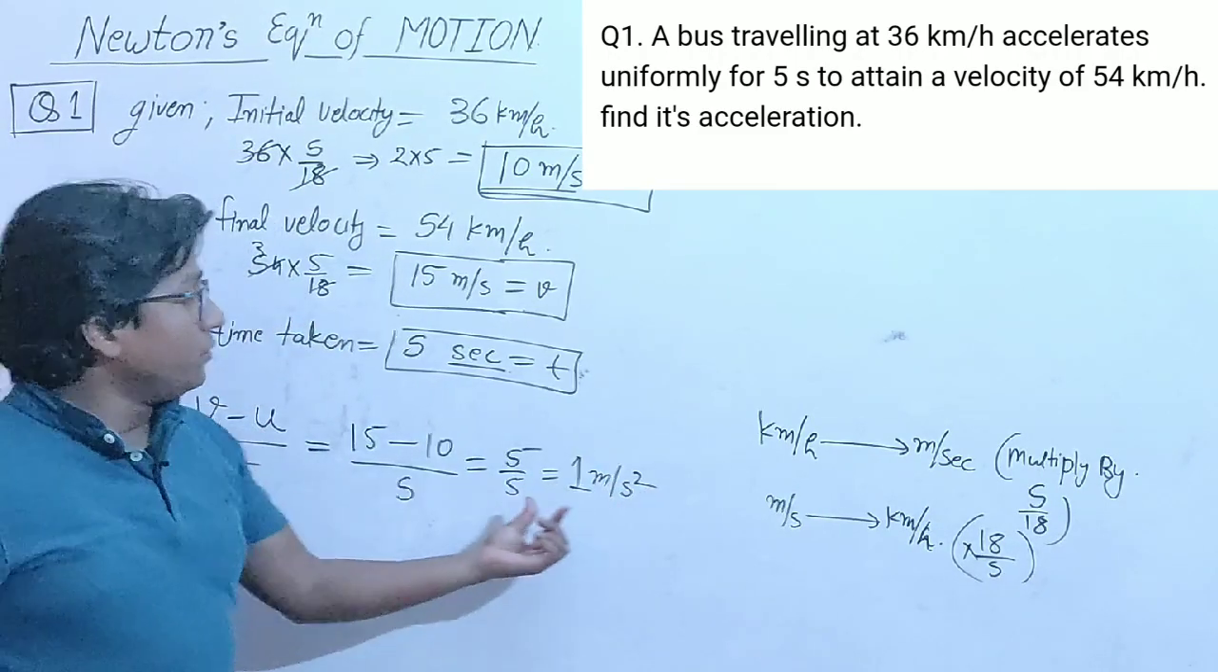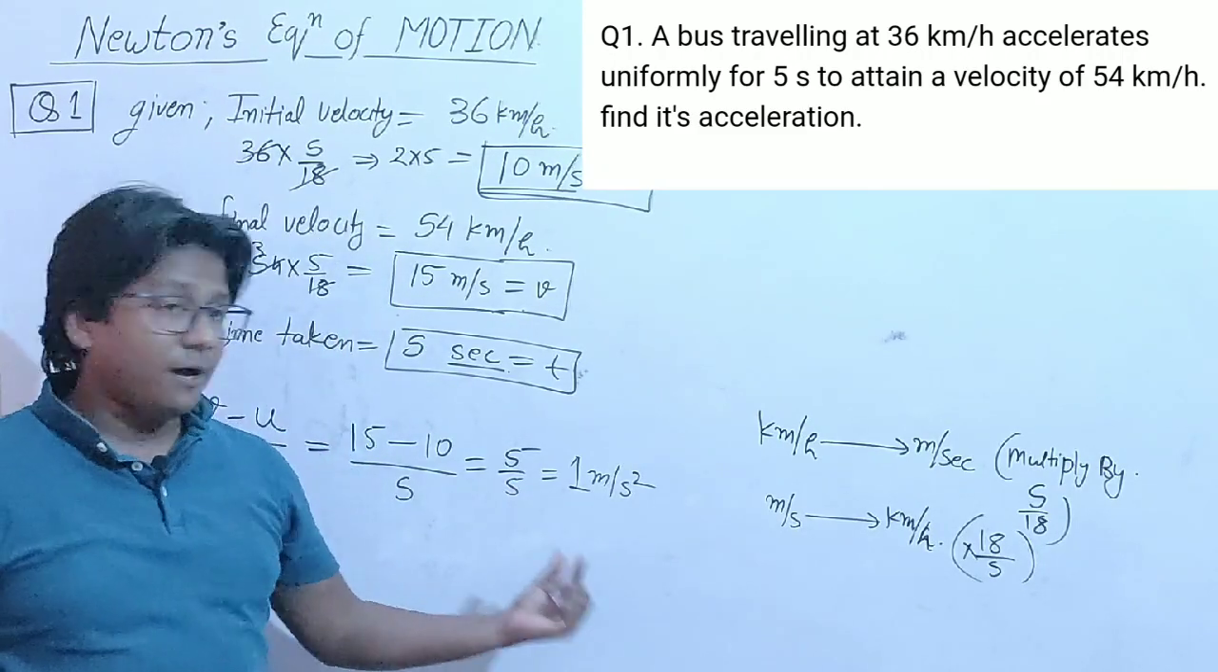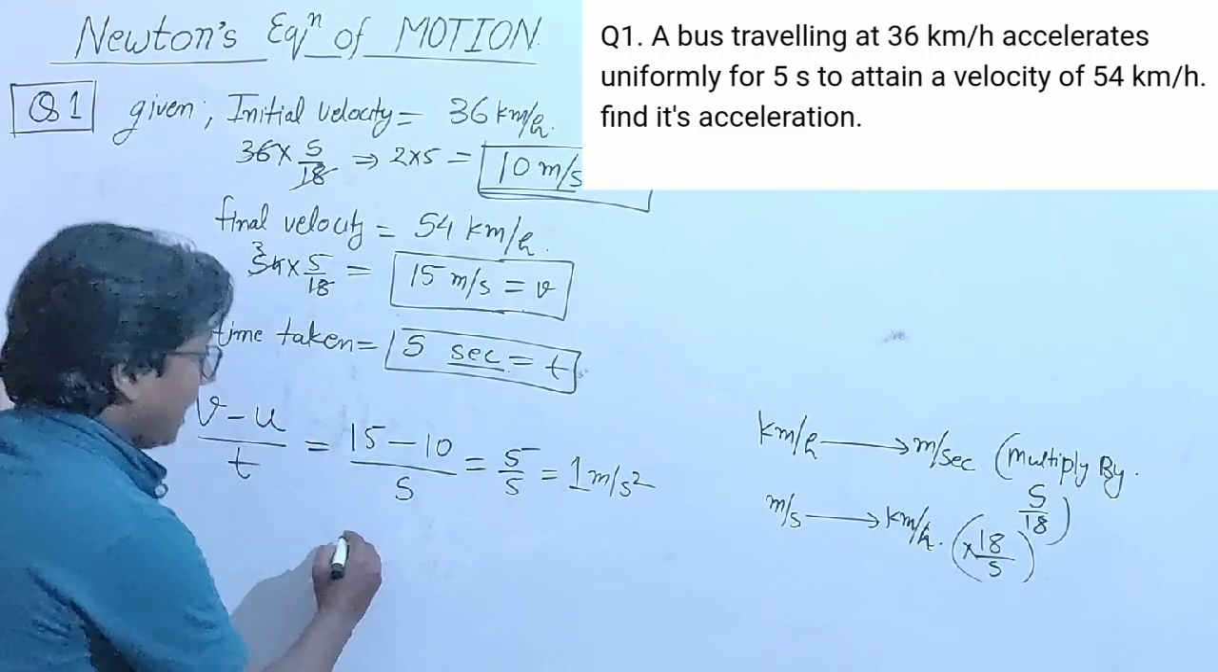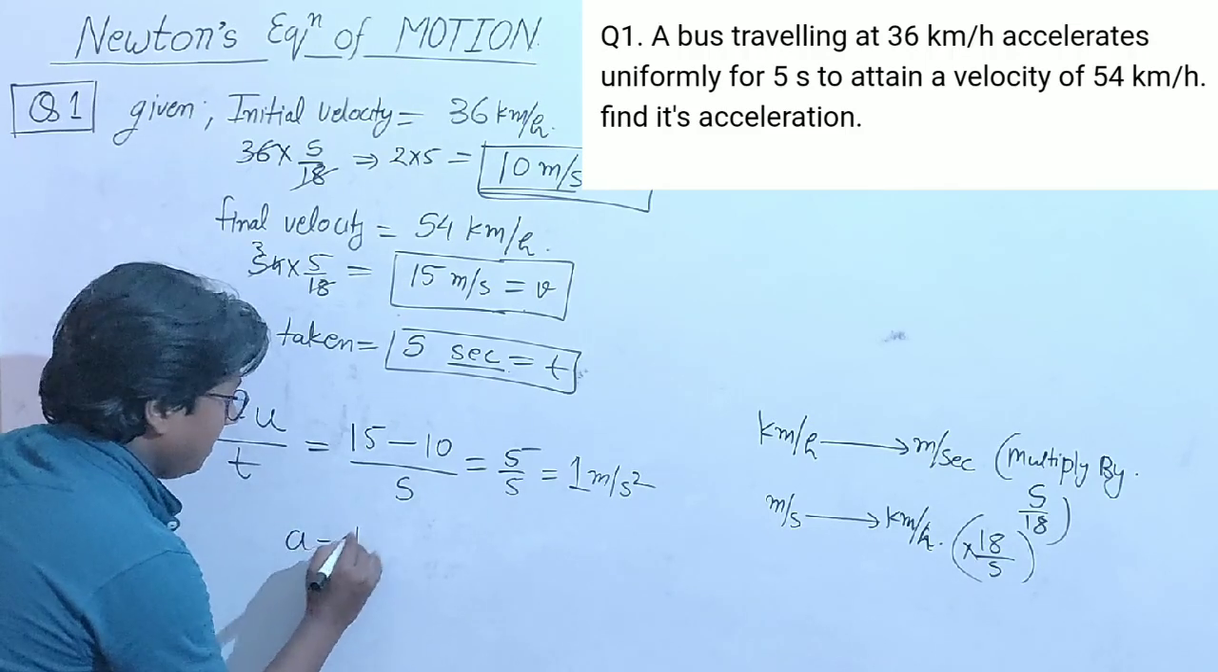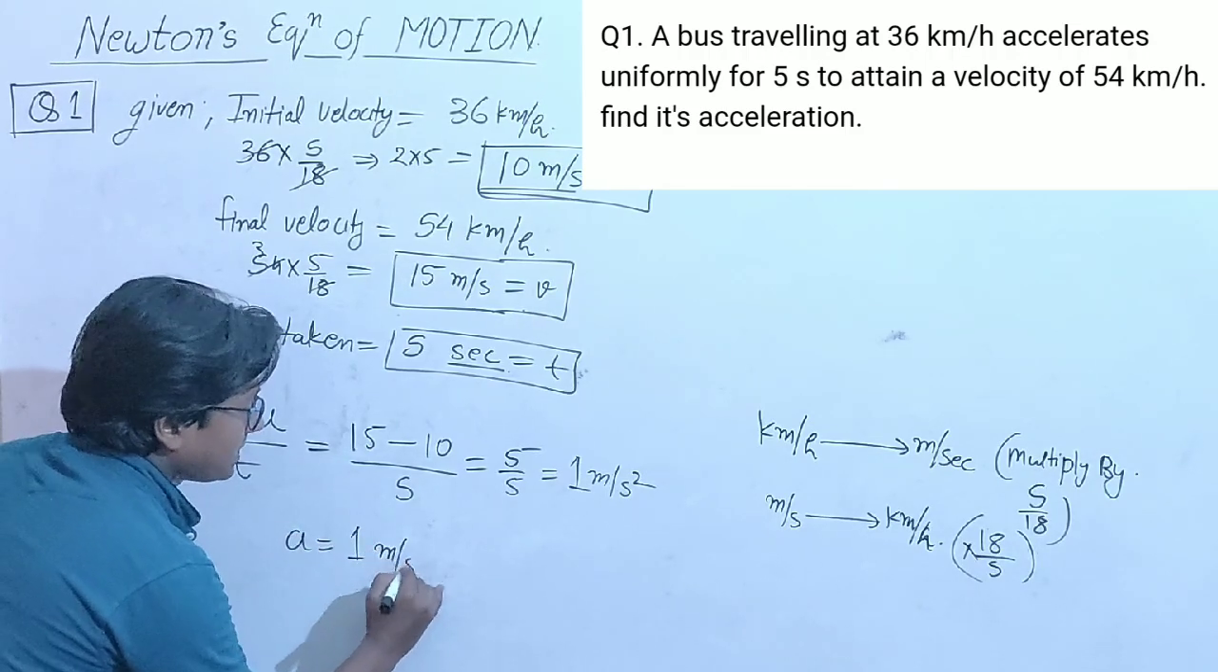Remember students, the unit must be clear. The unit you must write very properly here, so the answer will be: acceleration will be 1 meter per second square.